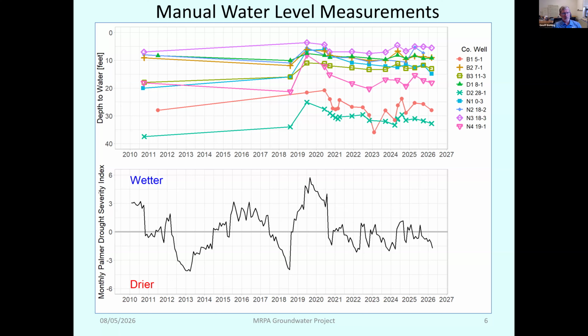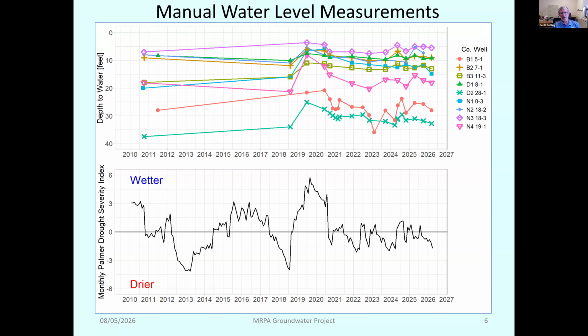And on the bottom here is a plot of the Palmer Drought Severity Index, the monthly index from 2010 on. And so basically, the more positive that is, the wetter the environment is, and the more negative it is, the drier it is. The first manual measurements you see in the plot at the top, and note that the y-axis is increasing downwards since it's depth to water, are by the USGS back in 2010, 2011. And then KGS started taking over the manual measurements in 2018.